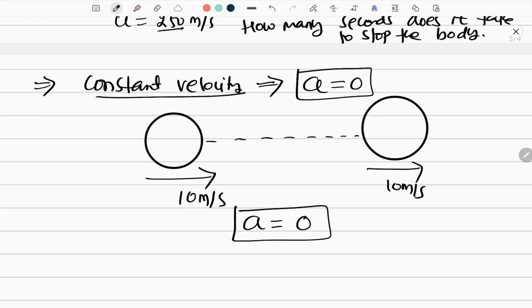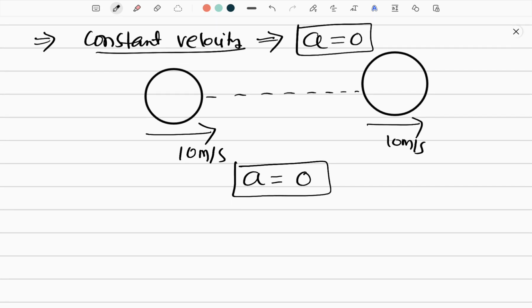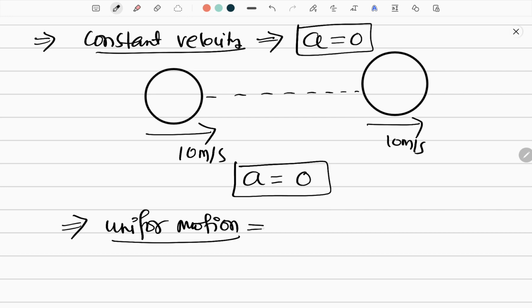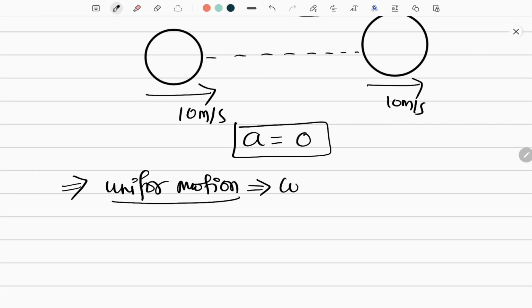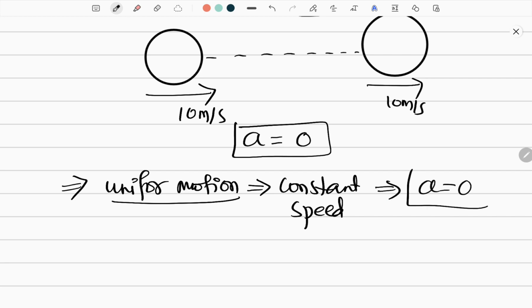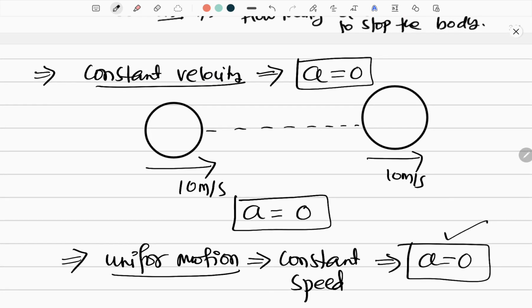Acceleration comes when there is a change in velocity. Please remember that. No change in velocity means acceleration will be 0. All right, we say uniform motion, no? We have an idea about uniform motion. Now, what is the meaning of uniform motion? Uniform motion means a body covers equal distances in equal intervals of time. That means constant velocity or constant speed. Then acceleration will be what? Acceleration will be 0. Velocity must change for acceleration to happen. If there is no change in velocity, there is no acceleration.